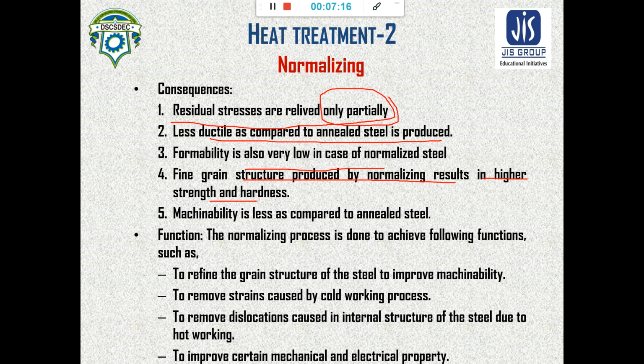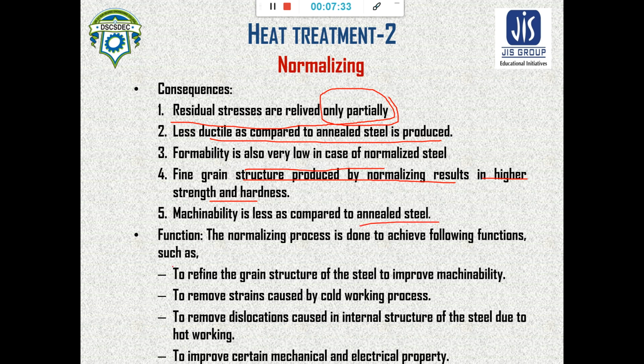And in case of normalized steel, the machinability is less as compared with annealed steel. The machining is less as compared to annealed steel.